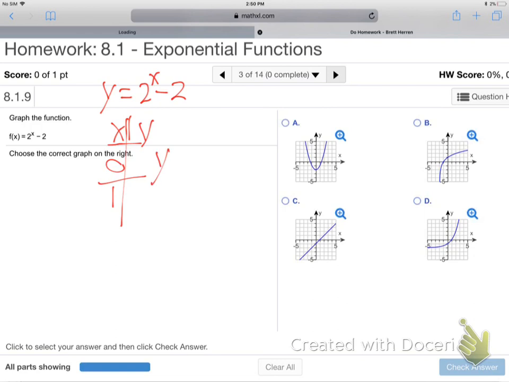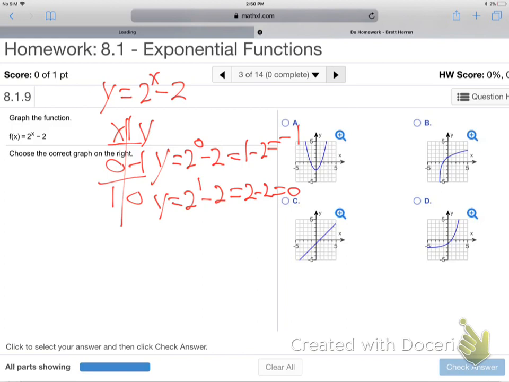All right, we good? So we put in the 0. What's anything to the 0 power? 1. So 1 minus 2? Negative 1. We good there for that one? And then put in 1, which is 2 minus 2, which is 0. We good? And then we can go to the graph. Over 0, down 1. Over 1, up 0.